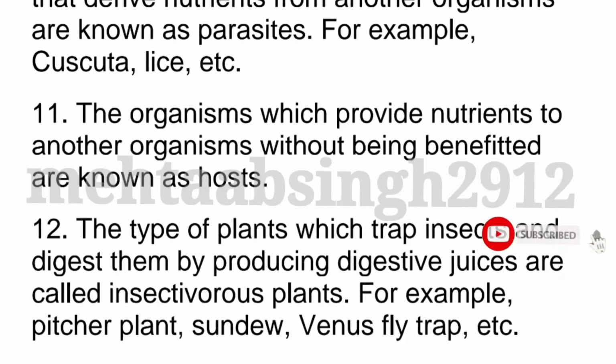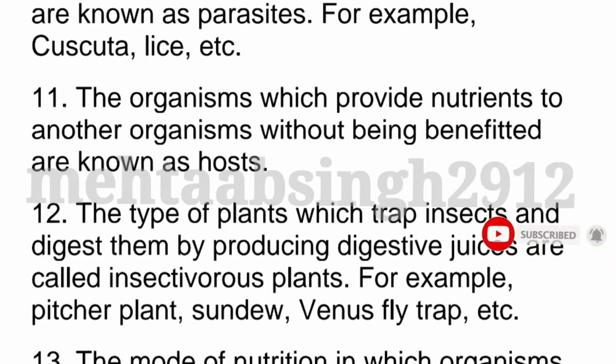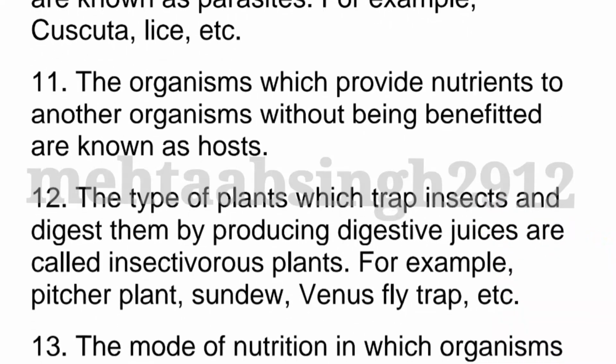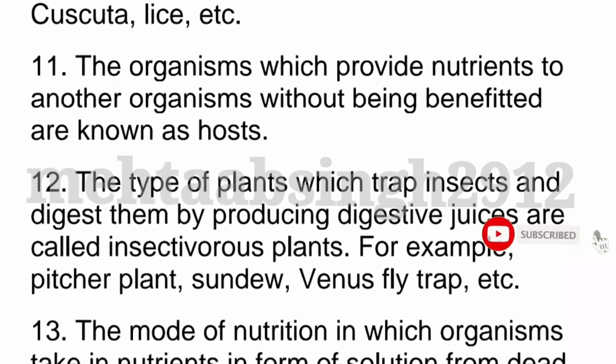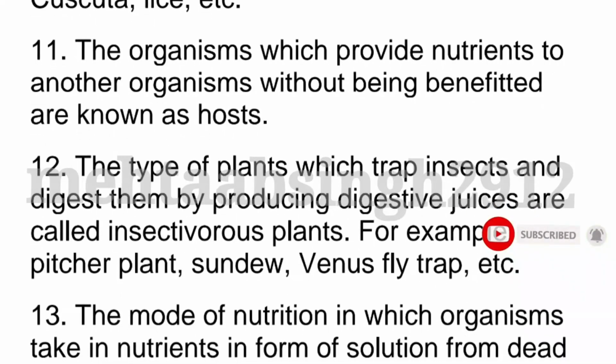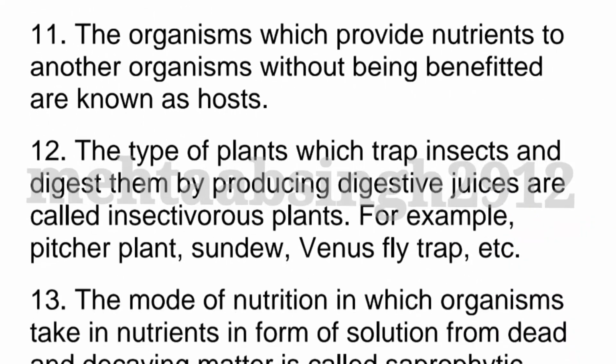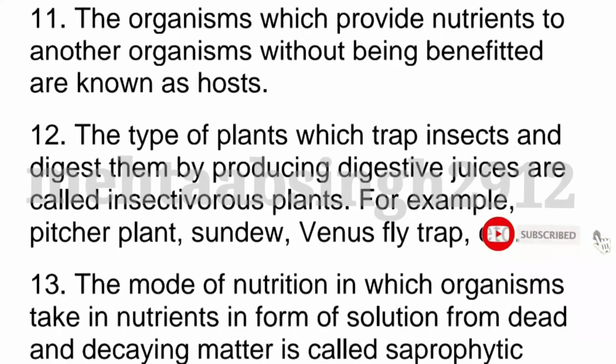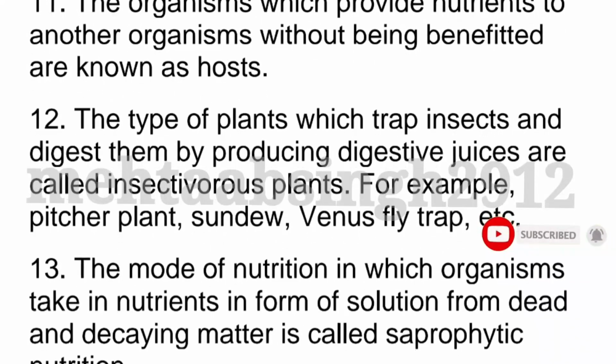12th, the type of plants which trap insects and digest them by producing digestive juices are called insectivorous plants. For example, pitcher plant, sundew, Venus flytrap, etc.